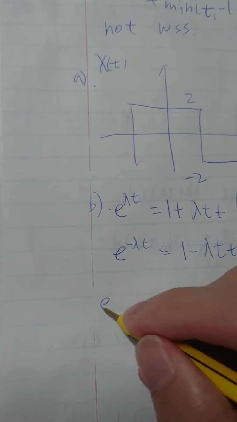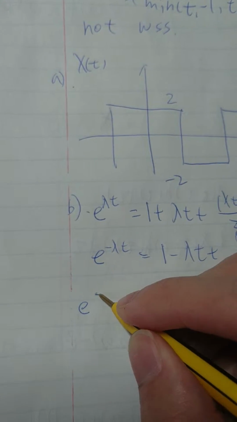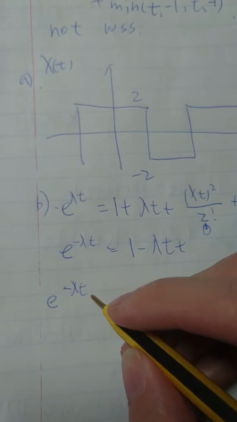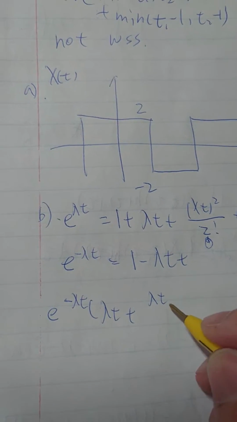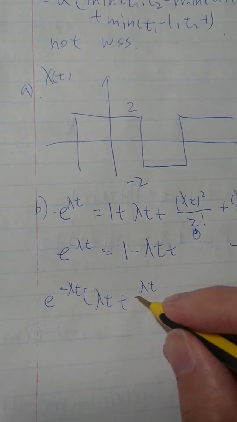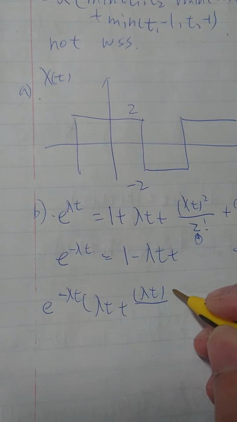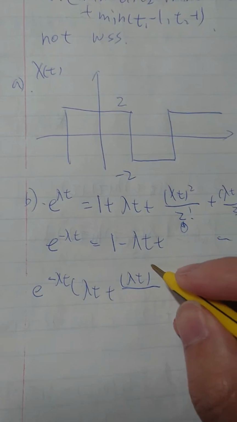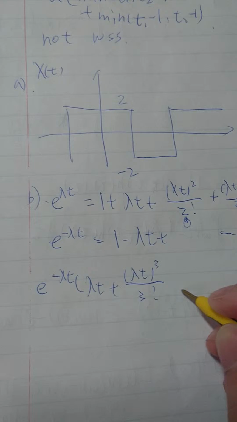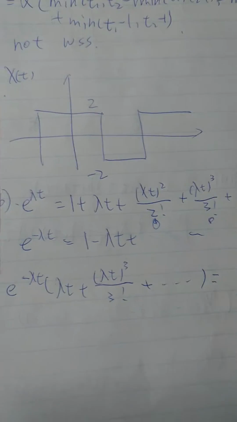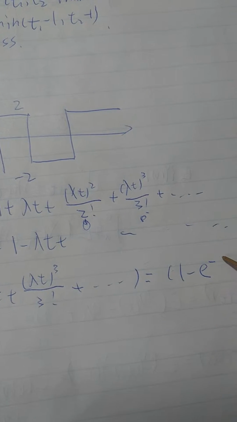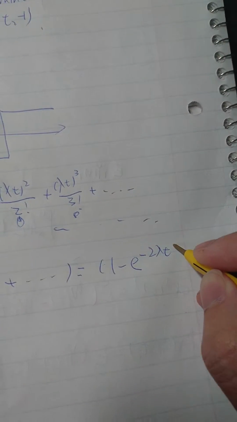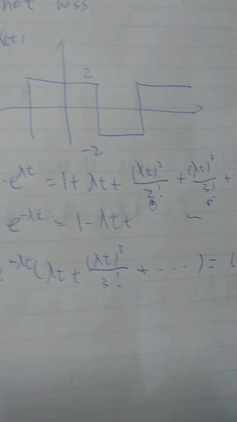So we can find out that e to the minus lambda t plus the odd terms will equal 1 minus e to the minus 2 lambda t over 2.